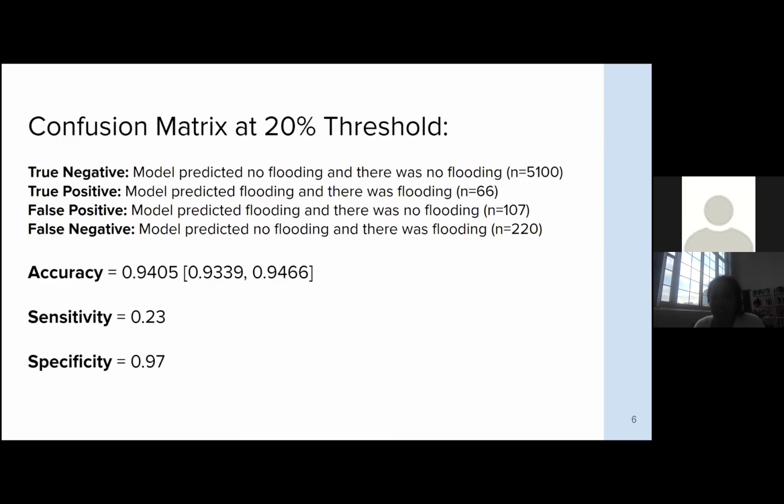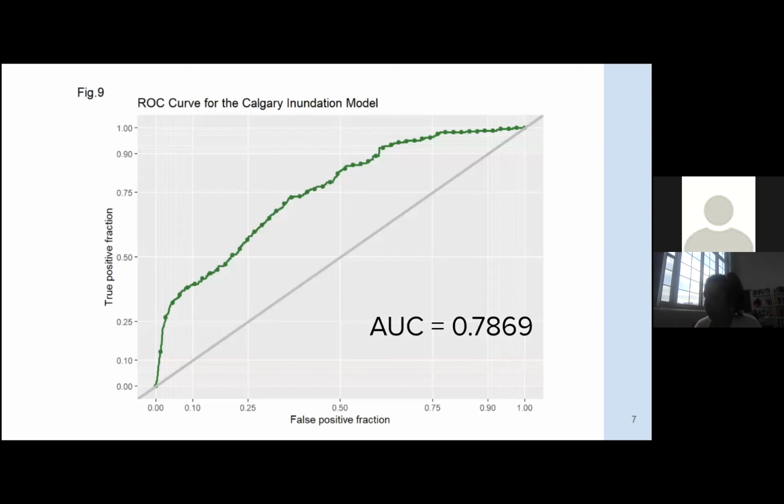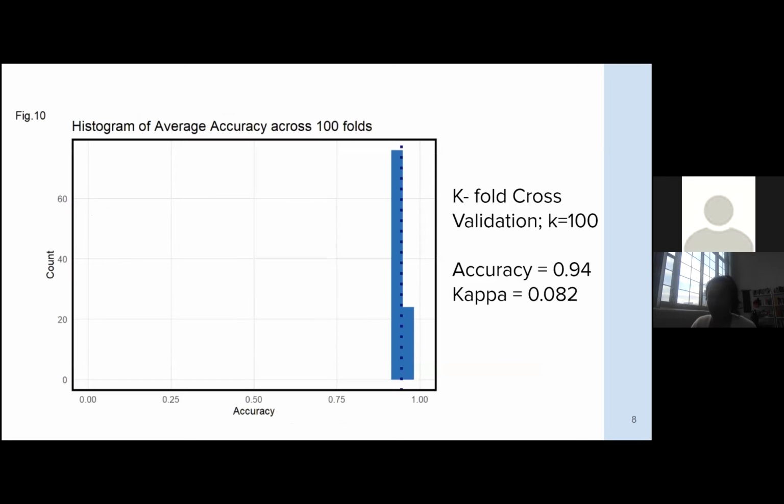The sensitivity suggests the model does not predict that well when it's predicting flooding. However, the specificity suggests the model predicts very well when it's predicting a grid cell that will not flood. The accuracy is high for these two prediction rates. Next, we look at the ROC curve, which has an area under the curve of 0.7869, indicating it's a relatively good fit since it falls between 0.5 and 1.